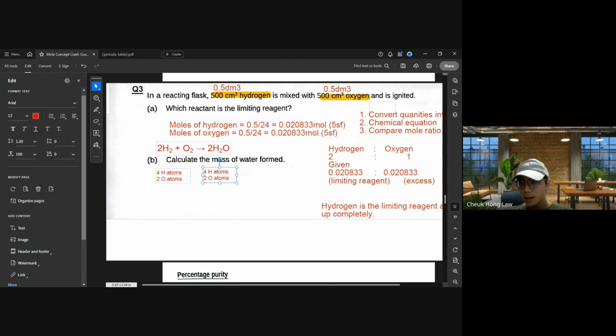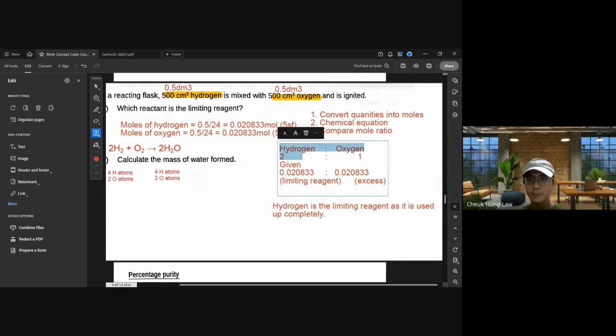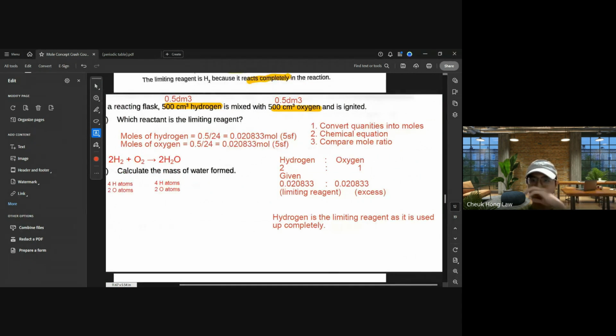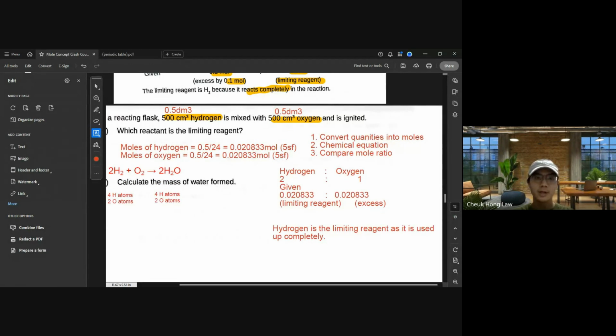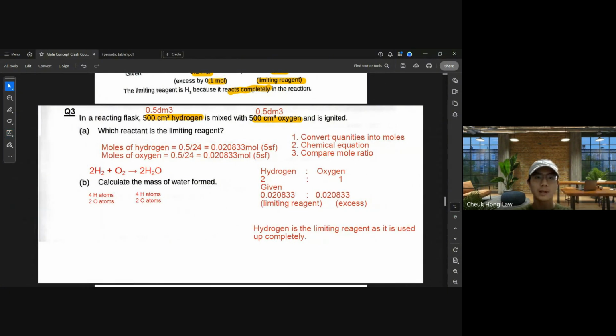Can you explain why hydrogen is the limiting reagent and not oxygen? Okay, so focus on the mole ratio part now. What is the mole ratio between hydrogen and oxygen? It's 2 to 1, correct? 2 to 1, based on the chemical equation, which is 2H2 plus O2 to give you 2H2O. Okay, so it's 2 to 1. But what is given to me? What is given to me is 0.0208 moles of hydrogen and 0.0208 moles of oxygen.